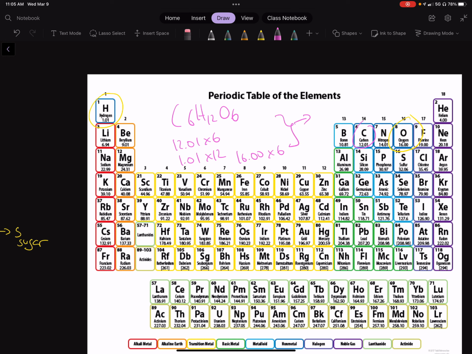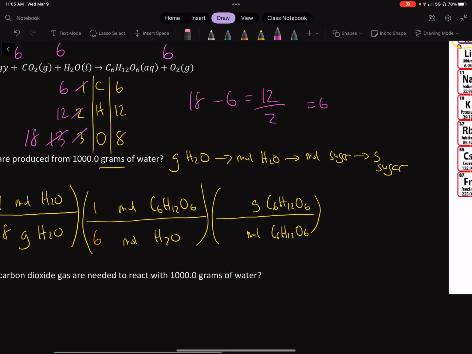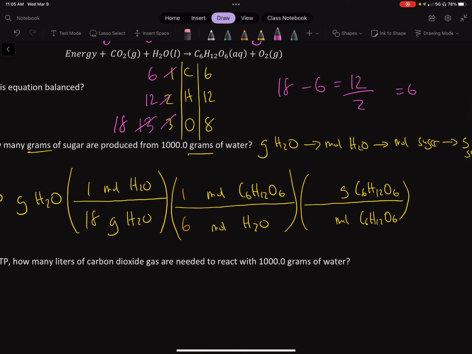So if you do that on your calculator, you should get, let's see, I'm trying to find, where did I do that? Oh, 180.16, there it is. I knew I did it ahead of time. 180.16 grams per mole. Okay, so that's the molar mass we're going to use. So 180.16 grams per mole.